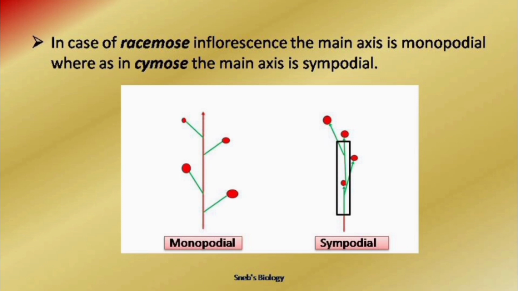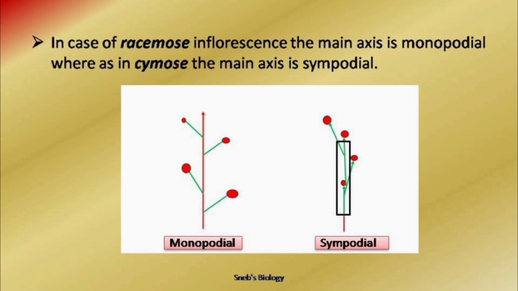In case of cymose, the main axis terminates into a flower, it gives rise to a branch which gives rise to another flower. From here, it gives rise to another branch which gives rise to a flower, and so on. So in this case, the main vertical axis which we see is made up of small parts of all the branches. That is, the main axis, which is known as the podium, is made up of fusion of parts of different branches, and that's why we call it sympodial.